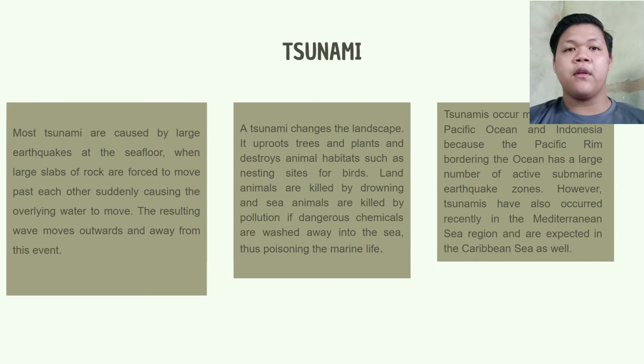For tsunami, it happens because an earthquake occurs at the bottom of the sea that makes a large slab of rock move past each other. When a tsunami occurs, the landscape of the land will change because it will uproot trees and kill a lot of animals, both from land and the sea. It also can cause water pollution that is very dangerous to marine life.